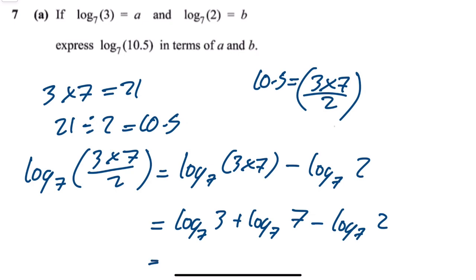Log to the base 7 of 3 we're told is A. Log to the base 7 of 7 is 1. If you don't believe me, check that in your calculator. And log to the base 7 of 2 we're told it was equal to B.